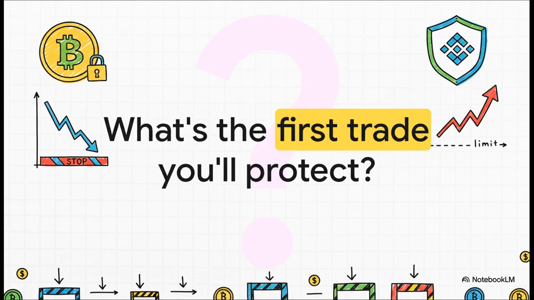So there you have it. That's the stop-loss order on Binance. It's one of the simplest, yet most effective ways to manage risk in these crazy crypto markets. So I guess the only question left is, now that you have the tool, what's the first trade you're going to protect?